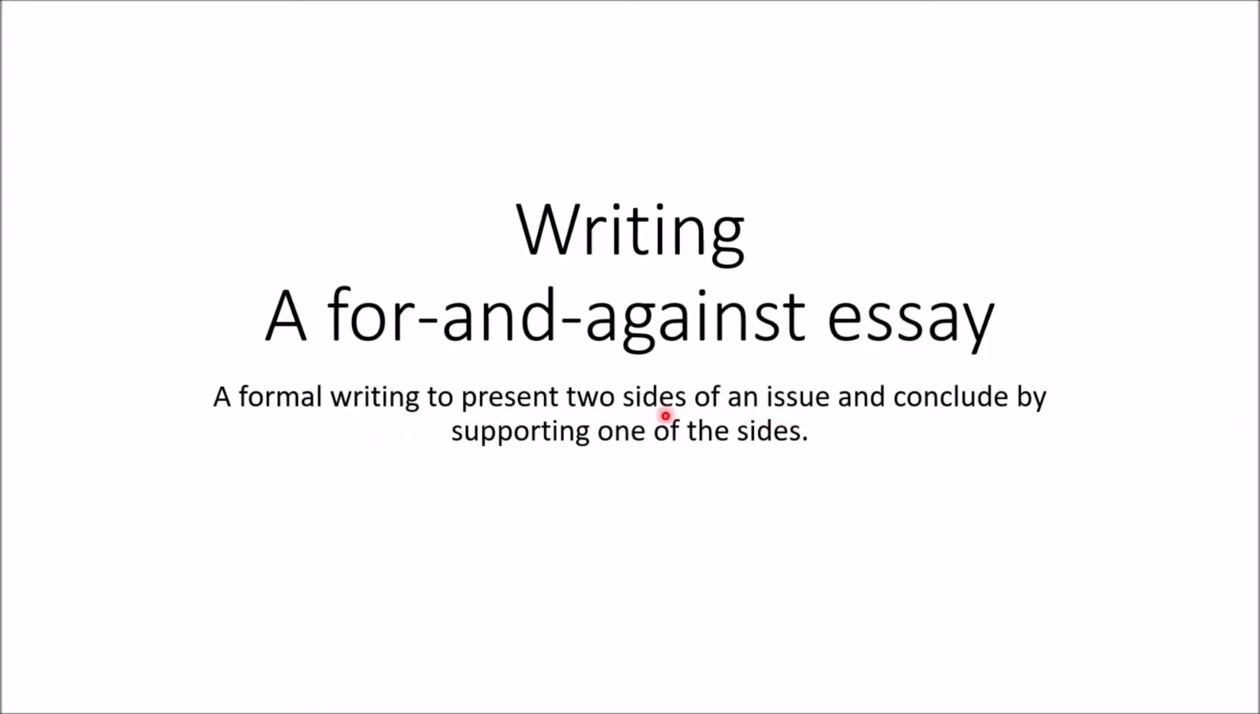We discuss advantages and disadvantages of a topic, and we come to an opinion by supporting one of the sides. So a for and against essay is a formal writing to present two sides of an issue and conclude by supporting one of the sides.